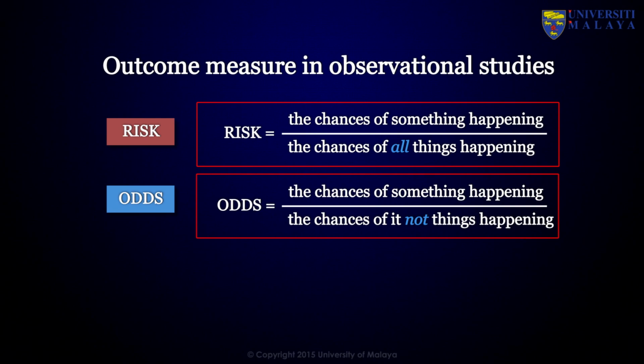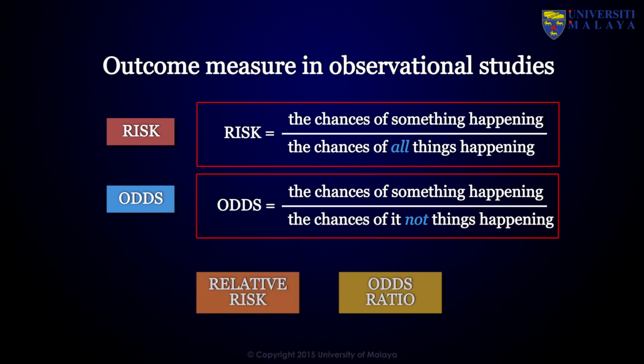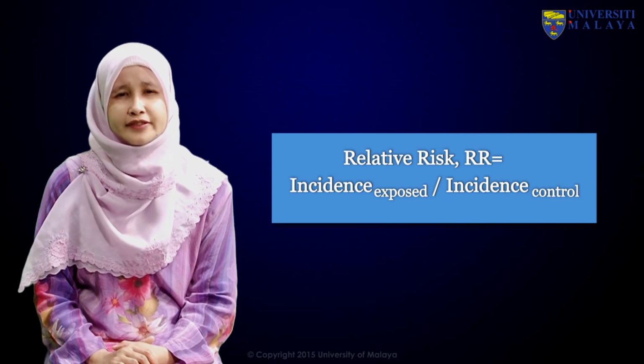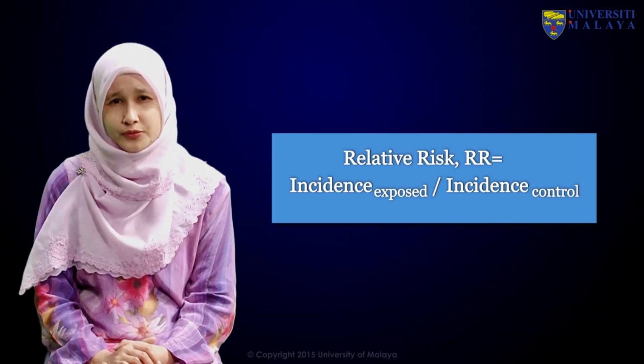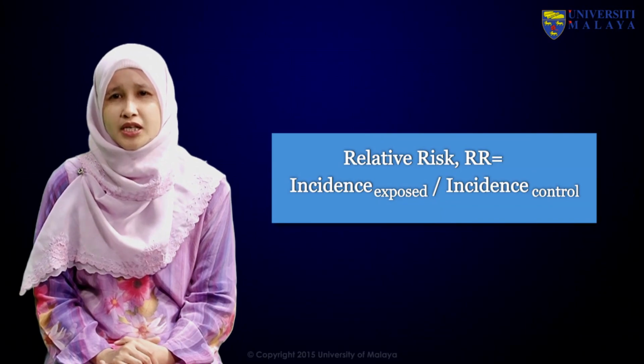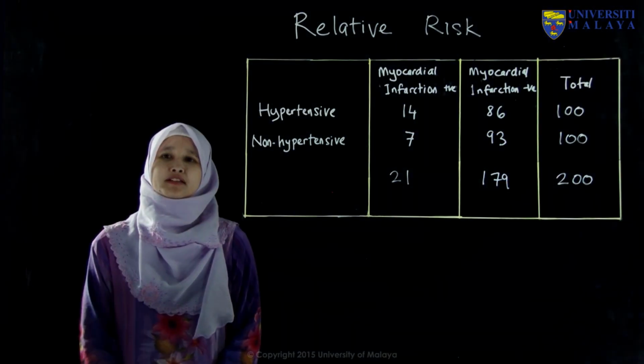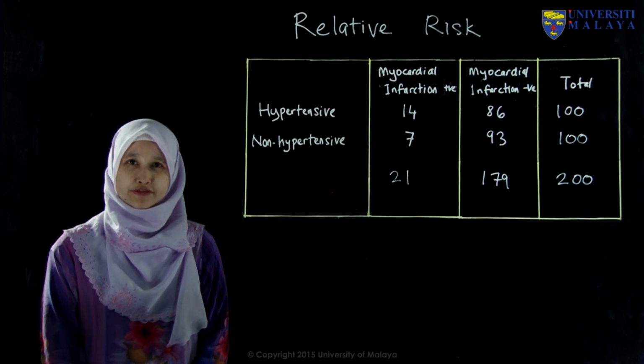The chances of something happening can be expressed as a risk or as an odds. Risk is the chance of something happening divided by the chances of all things happening, whereas odds is the chance of something happening divided by the chance of it not happening. Relative risk and odds ratio are the main measures of association in epidemiology studies. Relative risk uses incidence to assess risk, comparing the incidence in the exposed group to the incidence in the non-exposed group via the risk ratio.